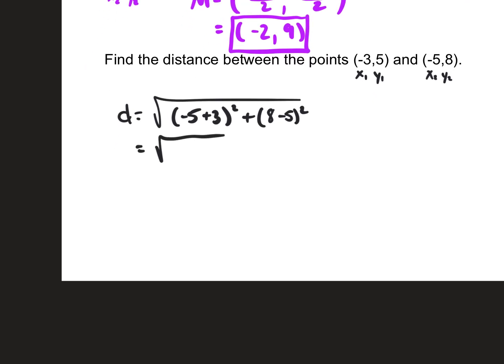Simplifying each of those, let's see here. -5 plus 3 would be -2. -2 squared would be a 4 plus 8 minus 5 would be 3. 3 squared would be a 9. And 9 and a 4 added together would be a 13. And you can't simplify the square root of 13, so that would be my exact distance between those 2 points. Now, if they wanted a decimal approximation, we could use our calculators to get that, but we're going to try and keep things as simplified as we can in this unit.